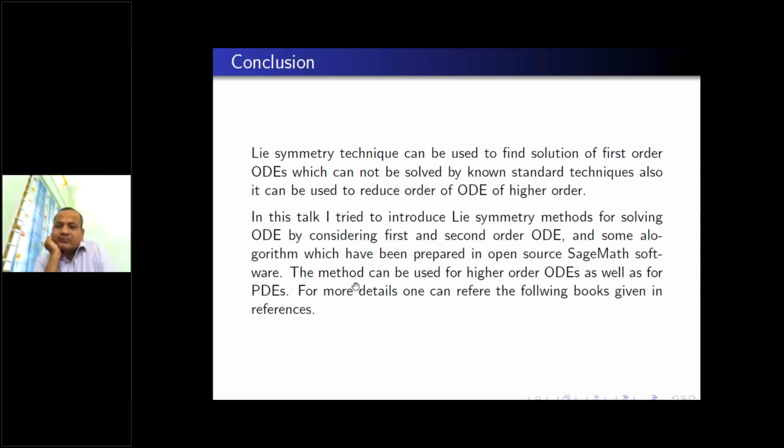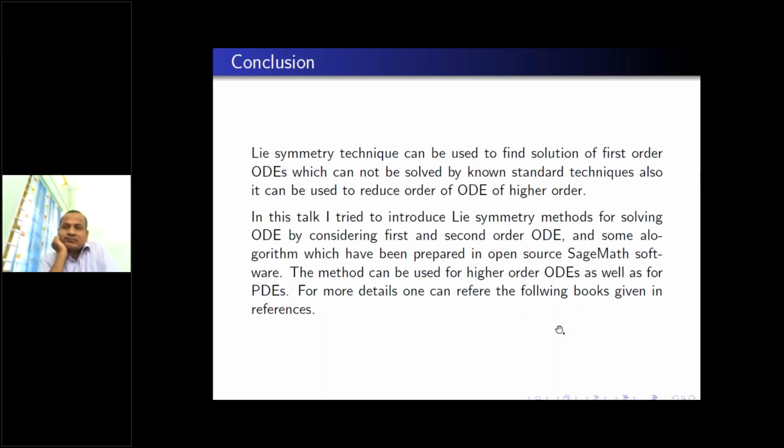The method can be used for higher order ODEs as well as for PDEs. That is, this can be used for higher order ODEs, and we have applied it to PDEs also, successfully. For more details, one can refer to the following books given in the references.